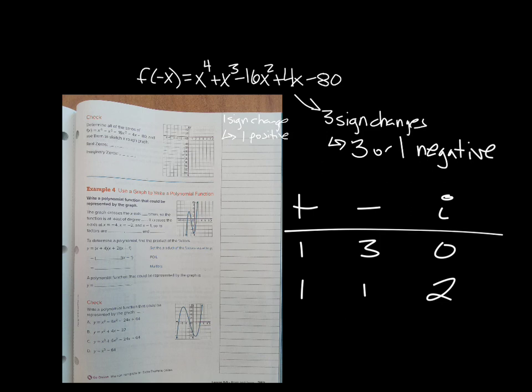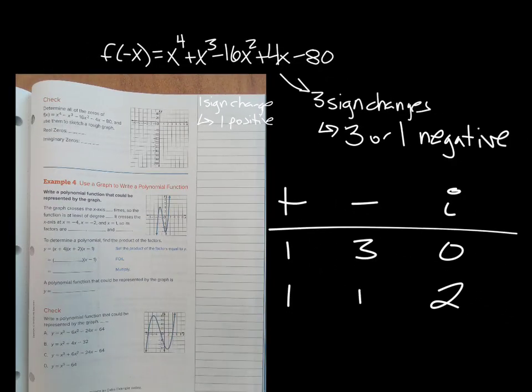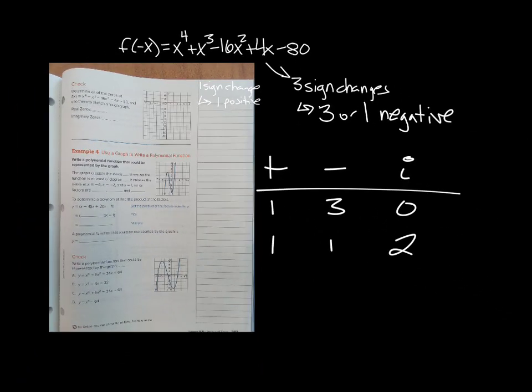All right, so now what they want you to do is to just grab a bunch of numbers and start doing synthetic substitution with it. You totally can. But I would think of factors of negative 80. That's how I would do it. But you could also graph it on a graphing calculator. So someone do that and tell me what the zeros are.